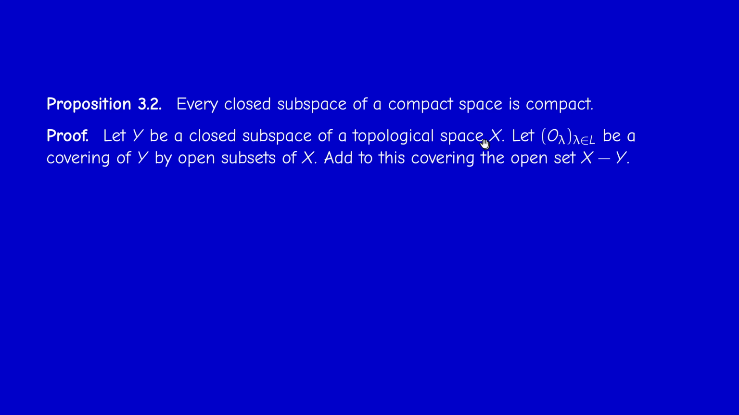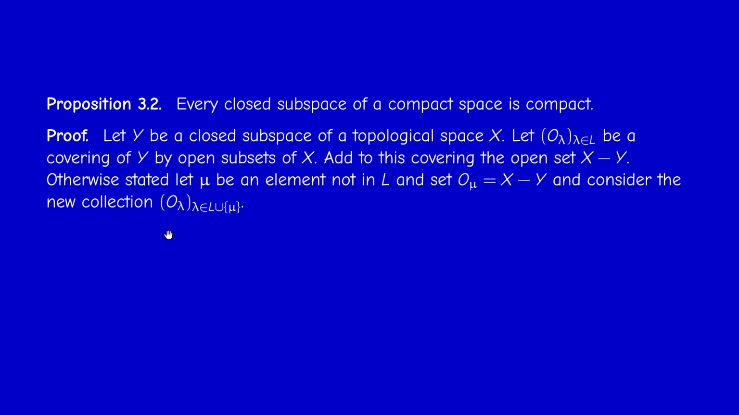Now we add to this covering the complement of Y. Since Y is closed, the complement is open. So therefore I get a new collection, if you like, O lambda, where lambda belongs to the original index set L union an element not in L, equal mu. So I add to my original covering an extra term.